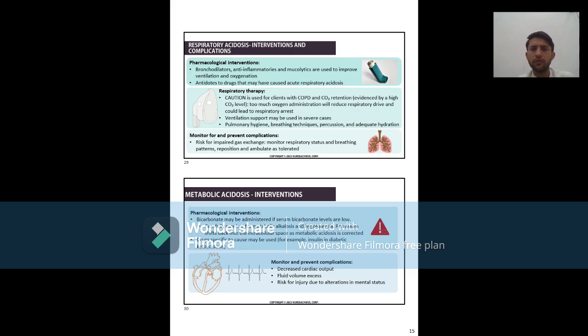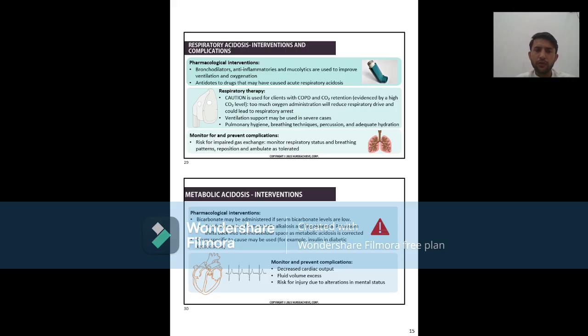Pulmonary hygiene is very important, including breathing techniques, percussion, and adequate hydration. Monitor to prevent complications. This is a nursing diagnosis: impaired gas exchange. Monitor respiratory status and breathing pattern. Reposition and ambulate as tolerated.